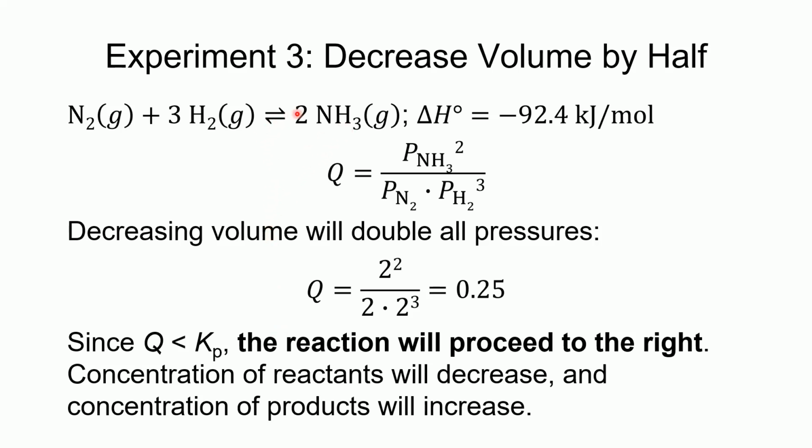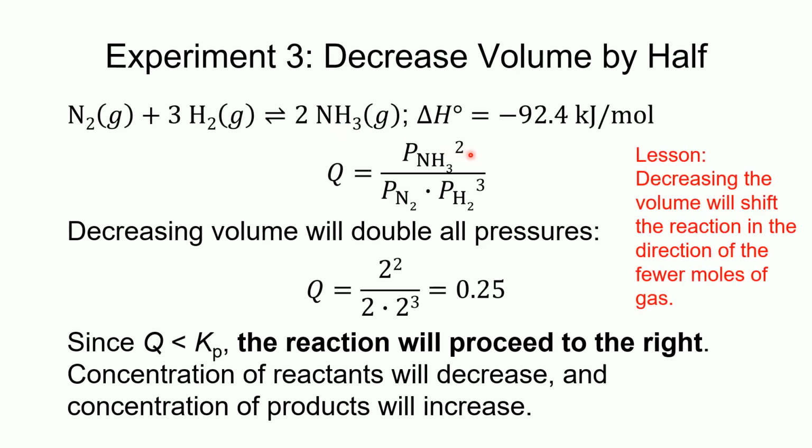So we'll find that by decreasing the volume, we would cause this reaction to shift to the right. So the concentration of our reactants would decrease and the concentration of our products would increase. Now, here's the lesson. Decreasing the volume will shift the reaction in the direction of fewer moles of gas.